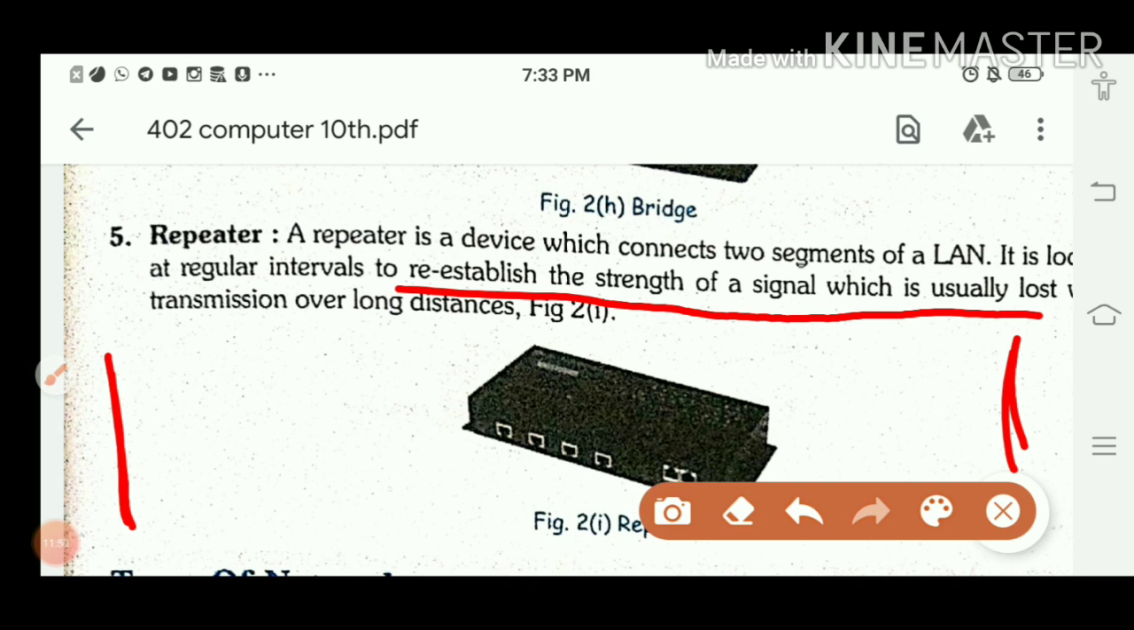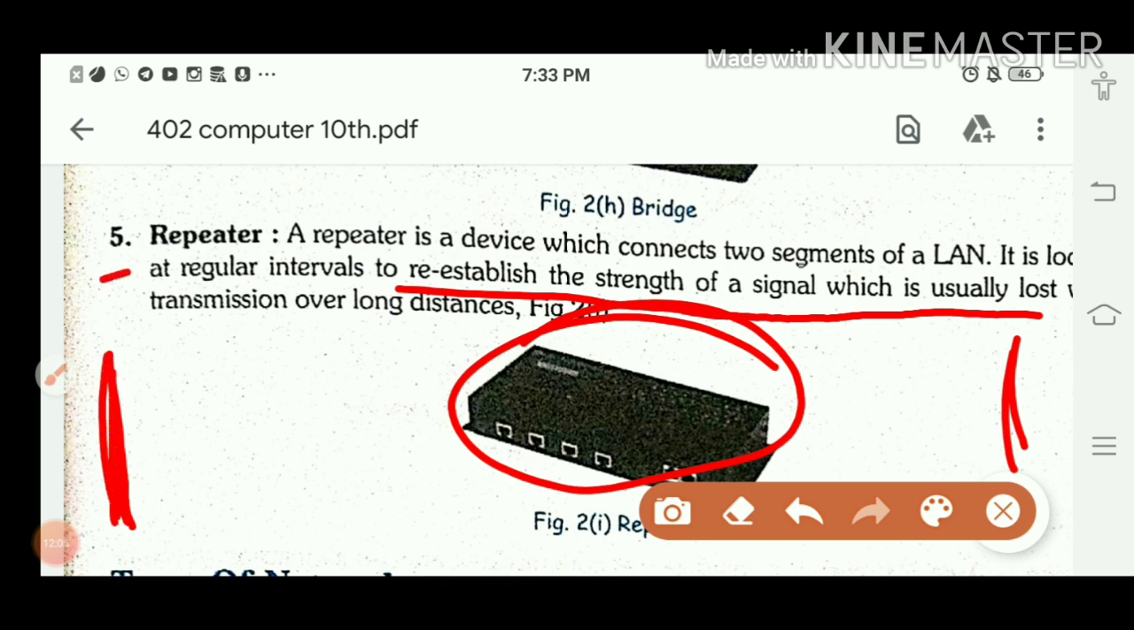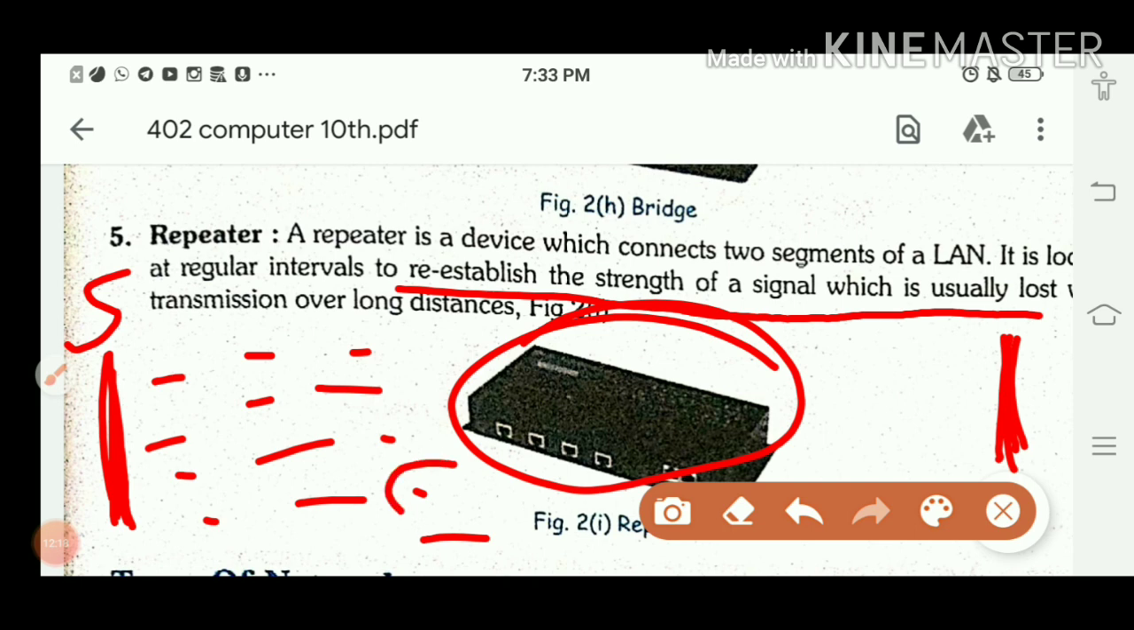If during networking we are using a repeater, children, this one is the repeater. If we place a repeater there, it will give strength to the weak signals. Now one example. Suppose you have seen a cross country race: this is the starting point and this is the ending point, a long distance. So many students are taking part, and they are all signals. Here a few signals are weak signals.